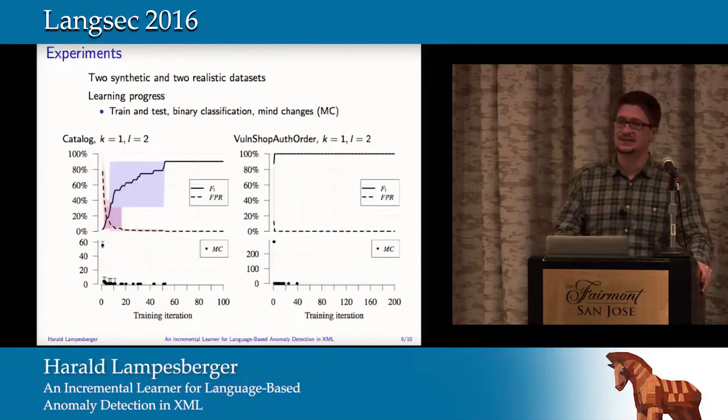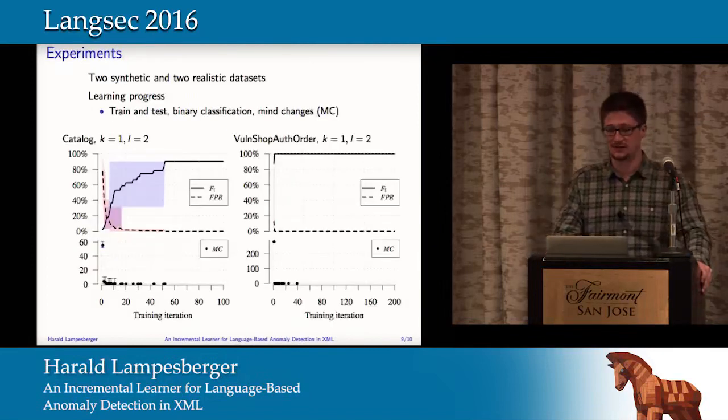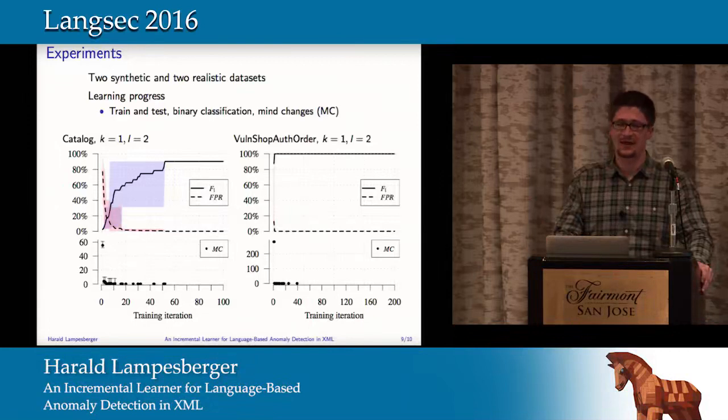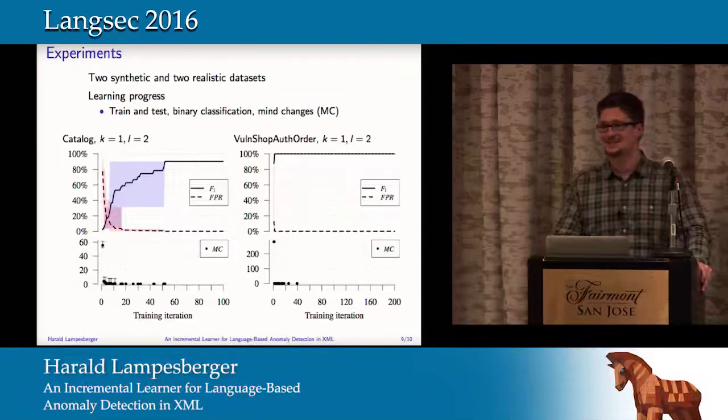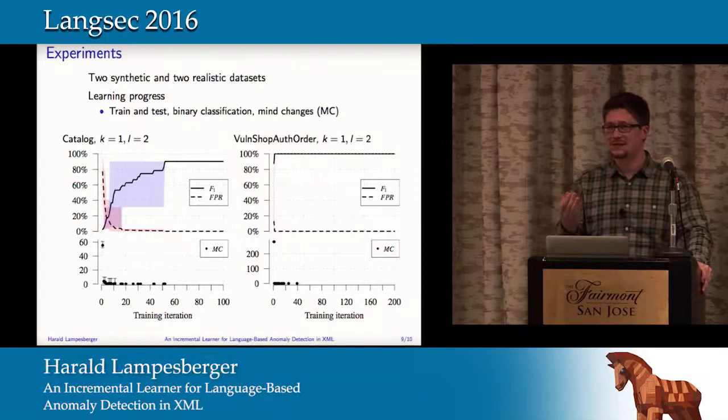So as I mentioned, I tested it in total 4 scenarios. For the attacks, I used both manual skills and also tool support. And for evaluating, I measured the learning progress. I have a train set and a test set. I randomly pick a training example, do the incremental learning step, evaluate the whole test set, measure the binary classification performance, and I also count the mind changes.